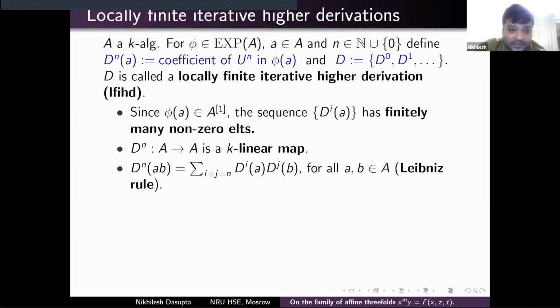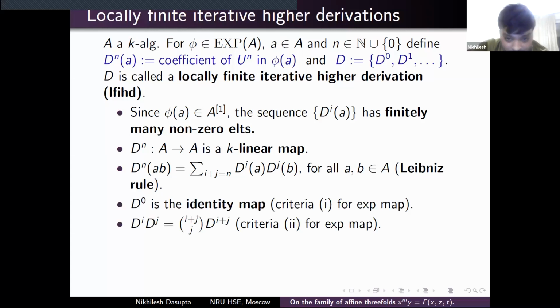Now, phi of A is contained in A1. So each sequence, if you evaluate at a particular element, will have finitely many non-zero elements, because after a certain power of u, there are no more terms. These are K-linear maps. They satisfy this Leibniz rule.